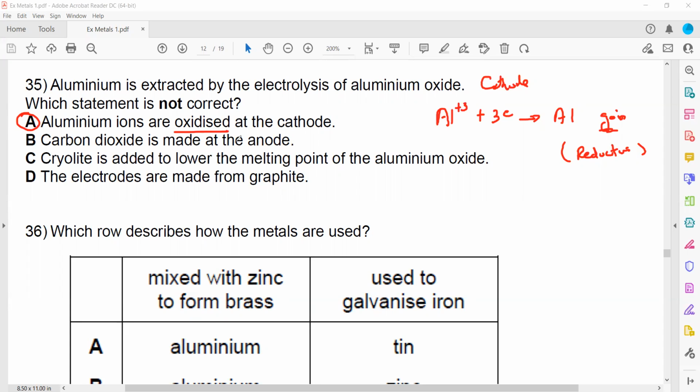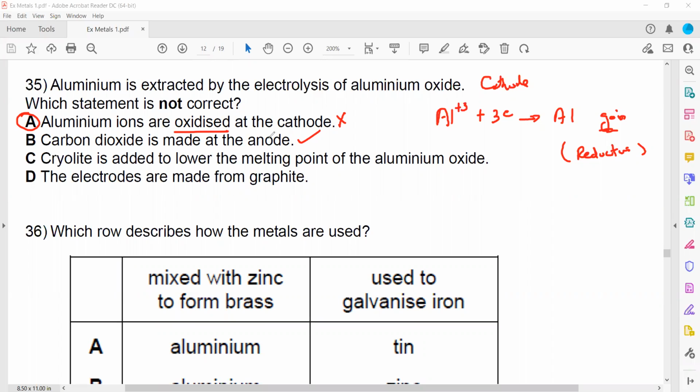Carbon dioxide is made at anode, that's also true. The correct answer for this one is A because aluminum ions are not oxidized, the aluminum ions are reduced. Why? Because aluminum ions gain electrons. When something gains electrons, we call that reduction. Remember from OIL RIG, reduction is a gain of electrons. So this statement is not correct. We want to find which is not correct. That's why A is the right answer.